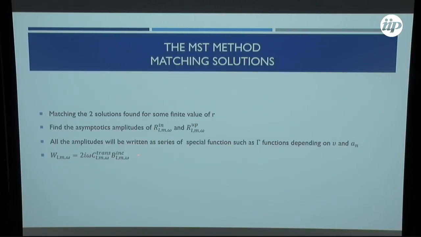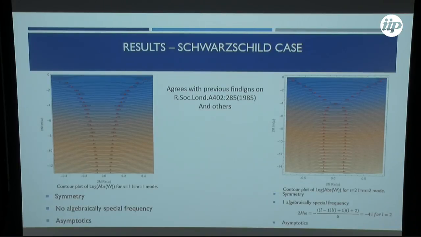And with this, we compute the Wronskian and look for the zeros there. So these are the results. This is for Schwarzschild spacetime. We can see some properties.